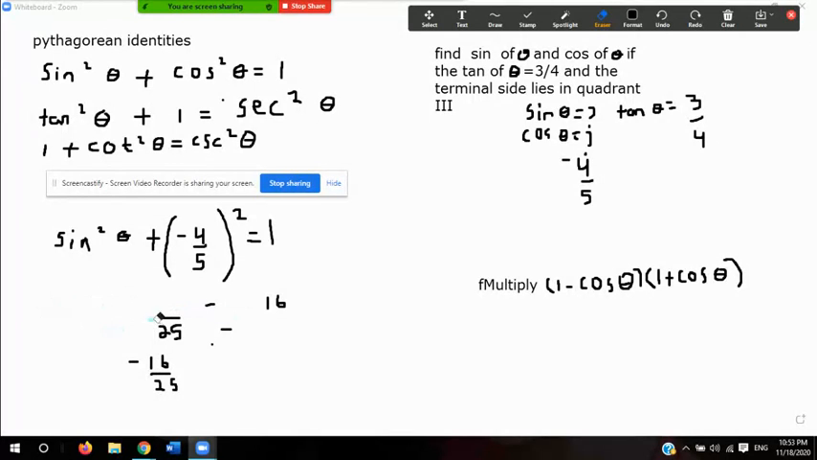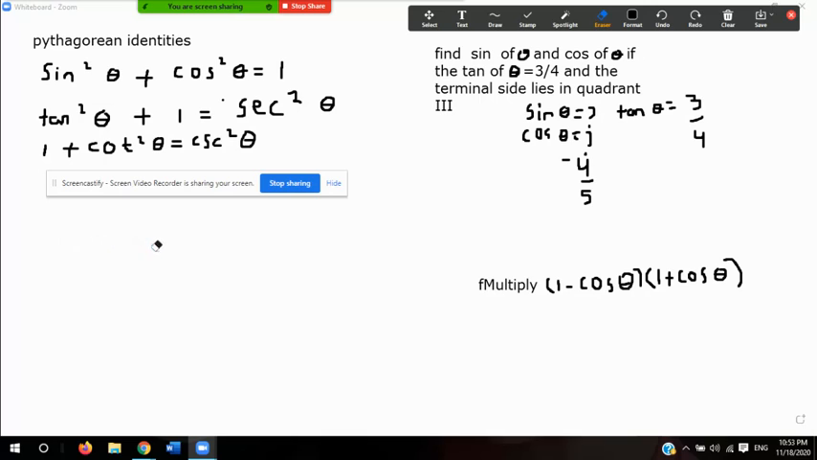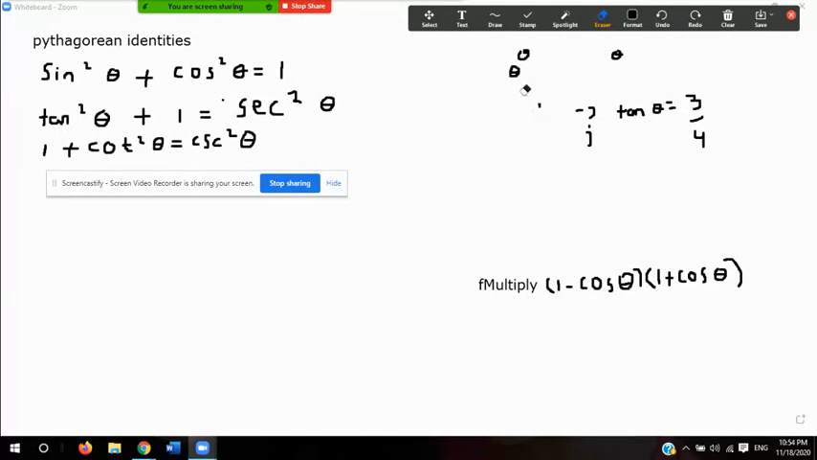Example number 5 isn't really giving us any detail. More than anything, it's asking us to simplify. Sometimes when we have Pythagorean identities, we can simplify them. Sometimes you'll be asked to find the trigonometric functions, other times you'll be asked to simplify them. So let's look at that last example, which will be the last example of this video lesson.